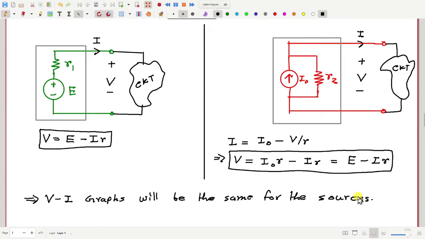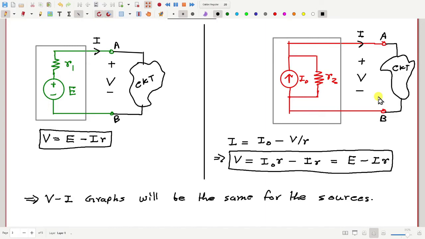Okay, what does this mean more? What does this tell? It also says that if this is terminal A and B, here also A and B, then if I connect, say, some resistance between A and B across this voltage source, and if I connect the same resistance between A and B for this current source, then the current through both the resistors will be same. The voltage across both the resistors will be same.